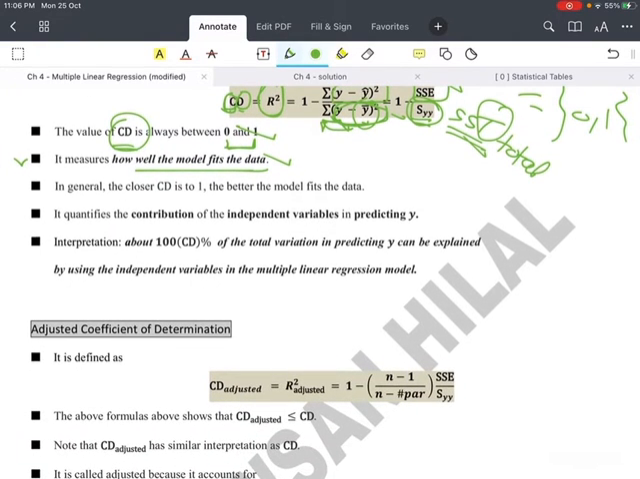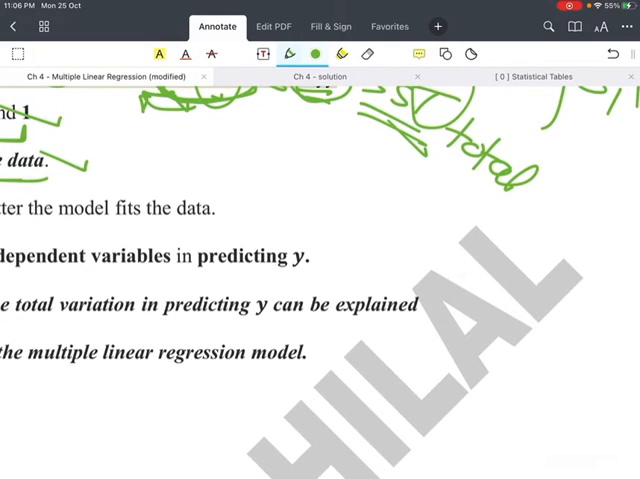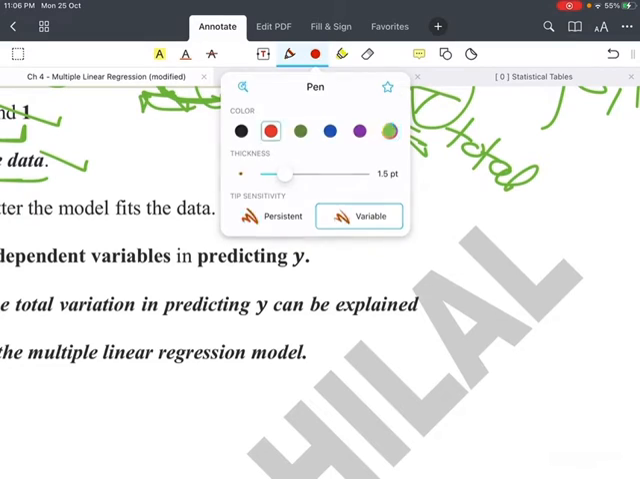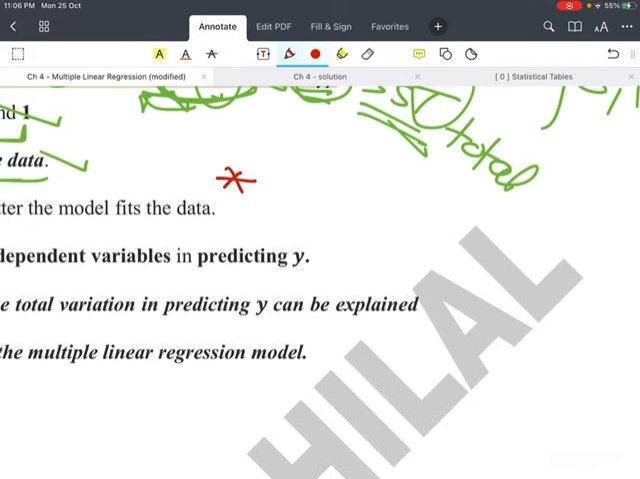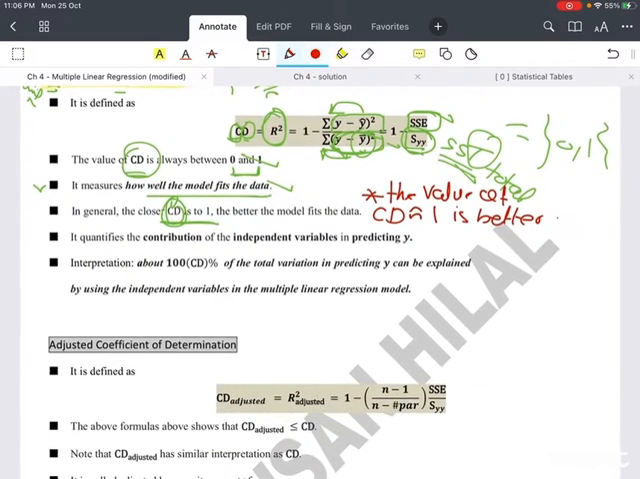In general, the closer CD is to 1, the better the model fits the data. فإذا كل ما قربت قيمة CD من ال1 the model better. فإذا the value of CD لما تكون تقريبا 1 or it is near to 1 is better. فإذا كل ما قربت من ال1 كانت أفضل.